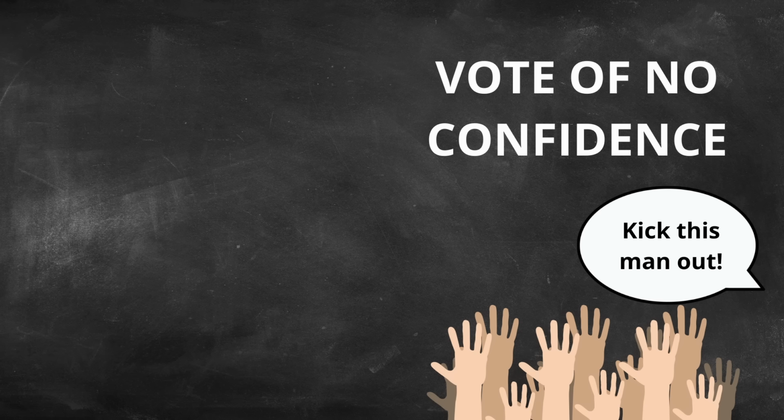Opposition parties in a parliamentary system can pass a vote of no confidence. This is similar to impeachment because politicians in the parliament are voting to kick out the current leader. You need a majority for a successful vote of no confidence, not a 2/3 requirement like in presidential systems.